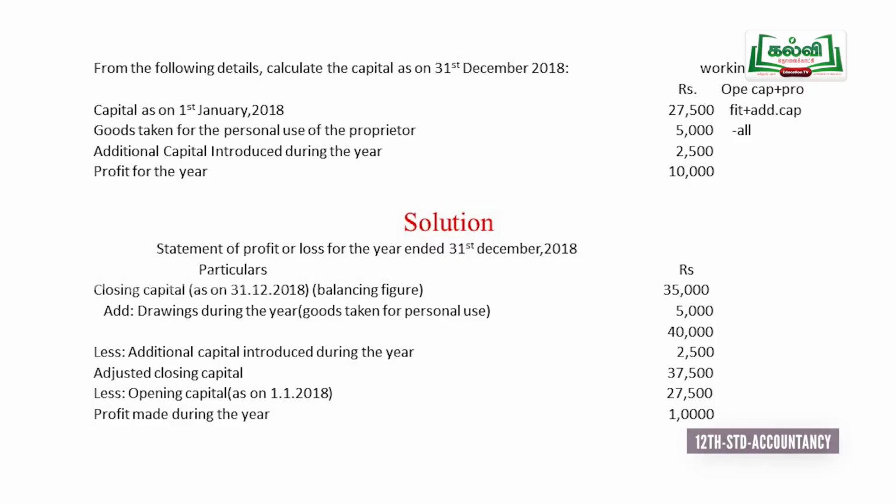The only two memory techniques, as I told already: when closing capital is given, only two transactions should be added, that is drawings and loss. When opening capital is given, with the opening capital we have to add only additional capital and profit. Keep that in mind. Now, closing capital is the missing information. So, we have to identify the closing capital through working notes. In working notes, from opening capital add additional capital and profit and minus the drawings given in the sum, we can have the closing capital. Then next we pass on to the format.